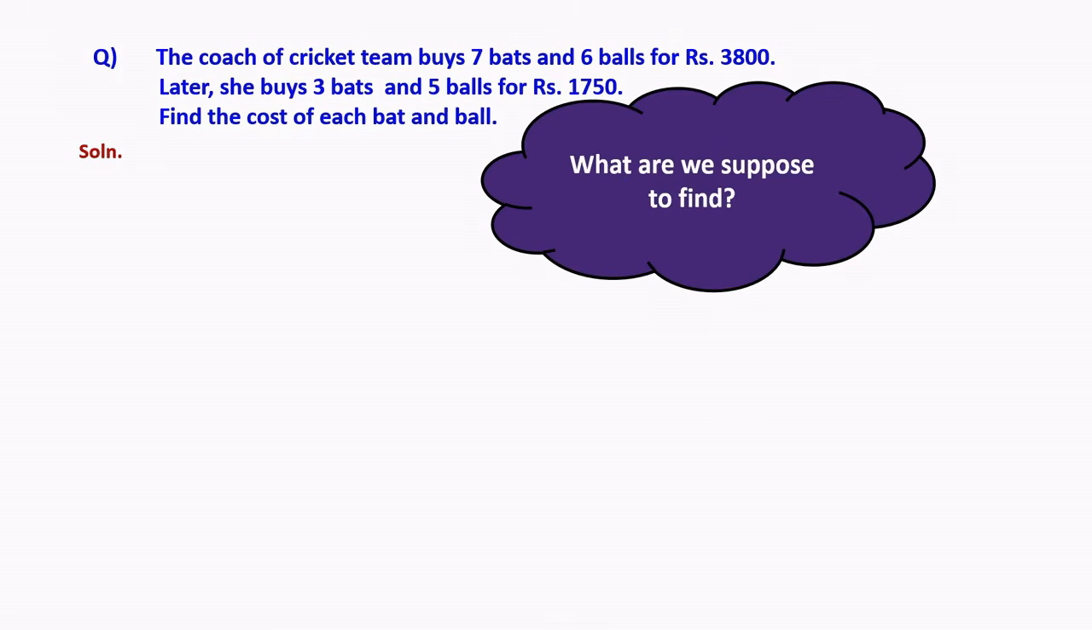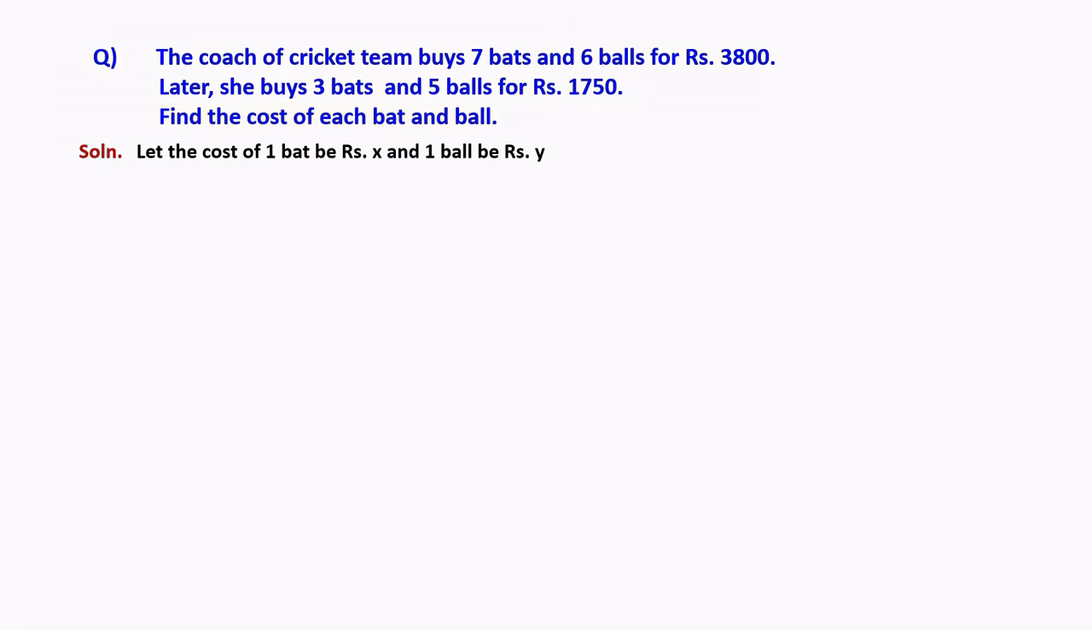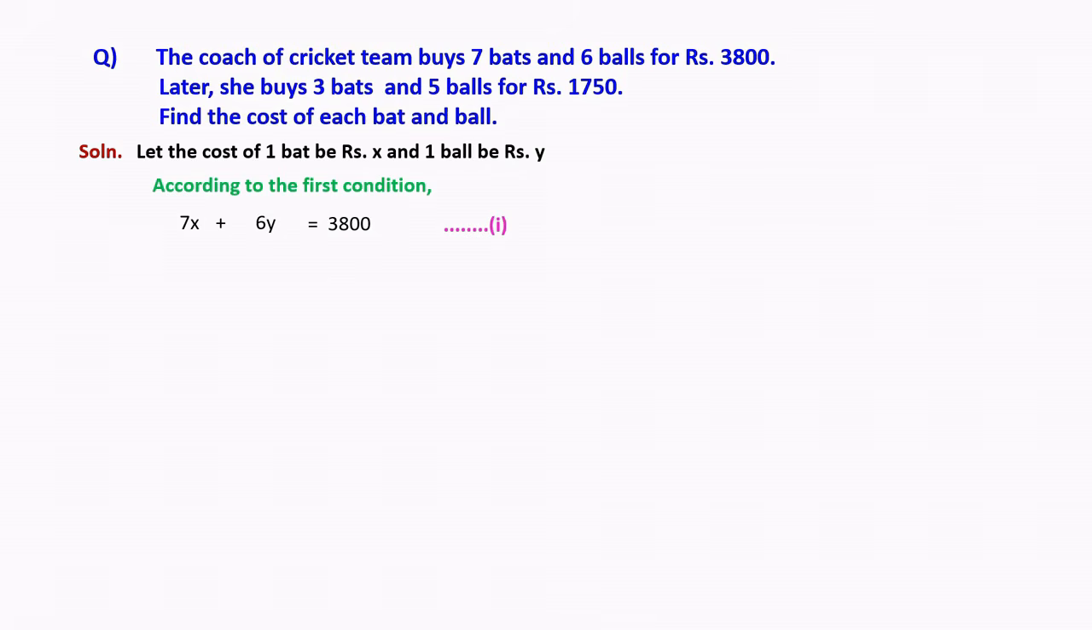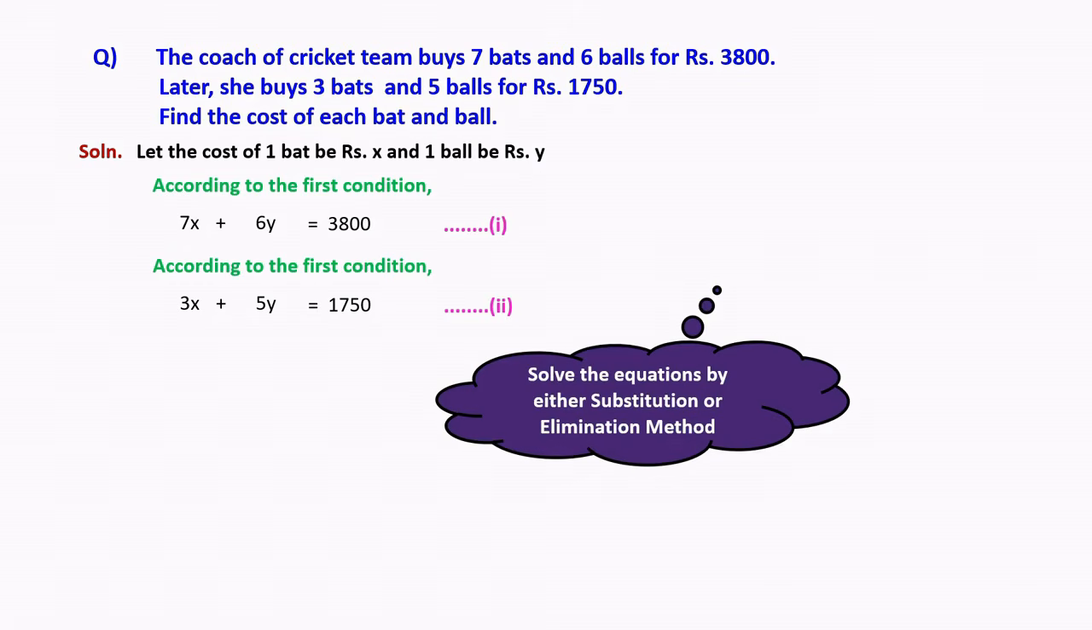Let the cost of one bat be Rs X and the cost of one ball be Rs Y. So, the cost of 7 bats will be 7X and the cost of 6 balls will be 6Y. According to the first condition, 7X plus 6Y equals 3,800. This is equation 1. According to the second condition, 3X plus 5Y equals 1,750. This is equation 2.